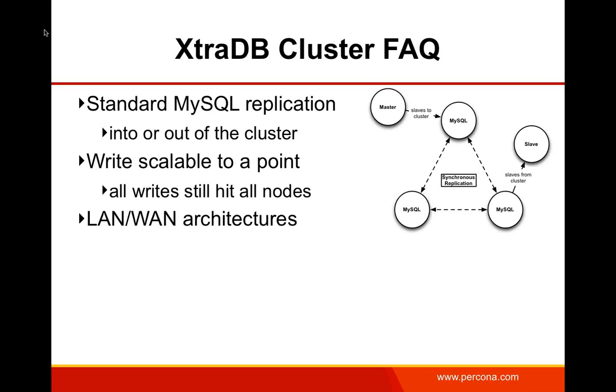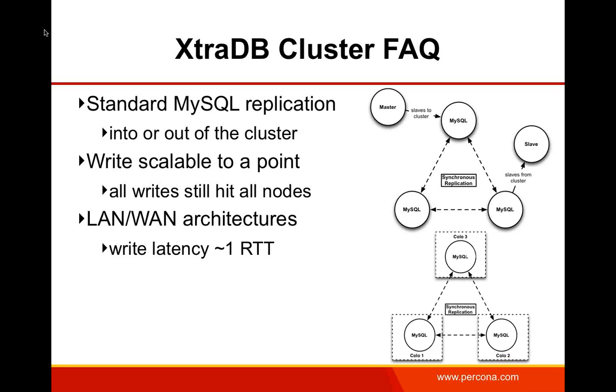LAN or WAN architectures is actually perfectly viable with this setup. If you set up cluster nodes across a WAN, you can expect that your write latency is going to be increased to approximately a single packet round trip time to whatever the farthest node is. And again, using our 3-node setup, we could simply have multiple co-locations where our nodes are spread across all of them.